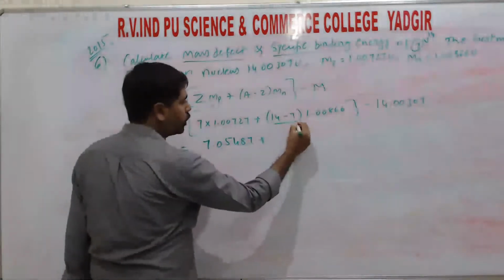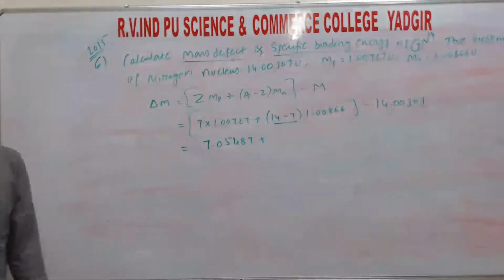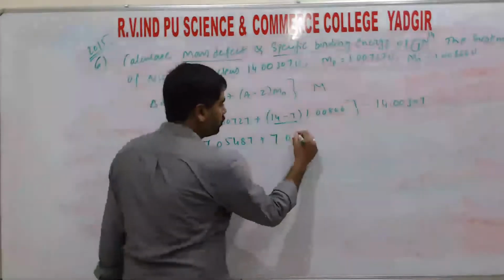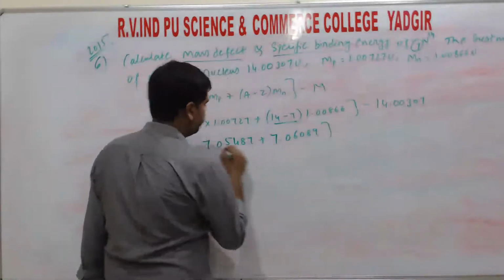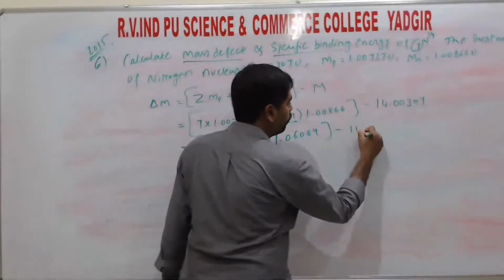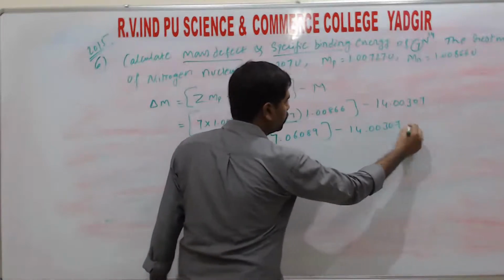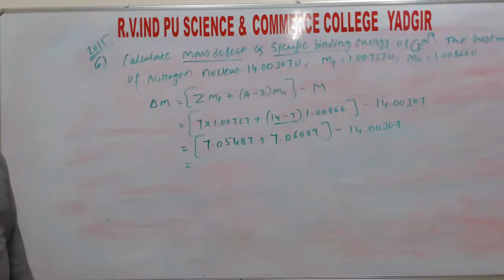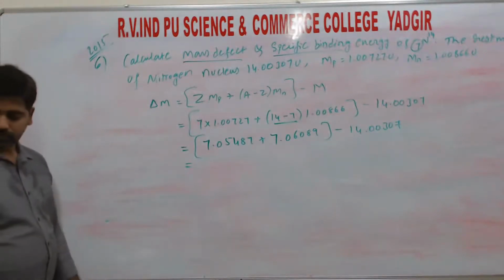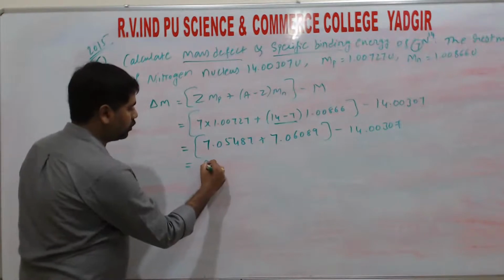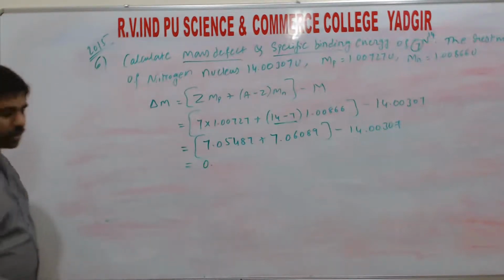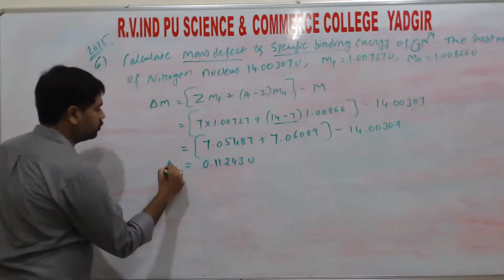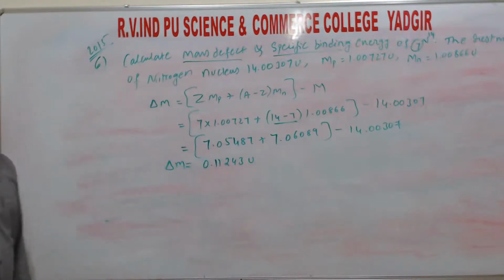If we simplify this, we get the value 7.05487 plus, here 14 minus 7 is 7, so 7 into 1.00866, that we get 7.06089, minus 14.00307, right? So the mass defect we are getting is 0.11243 U. That is the mass defect delta M, right?